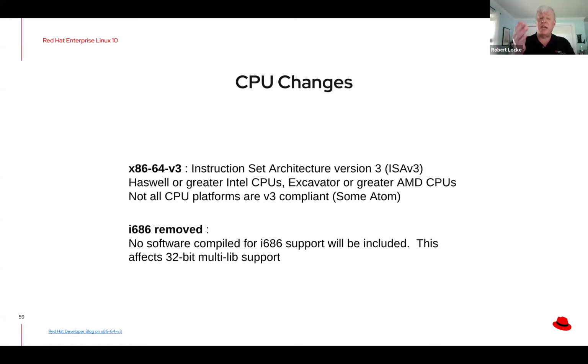Also mentioned is that the 32-bit multi-lib support is gone in RHEL 10. So all of those i686 packages have been removed. If you have a 32-bit application that requires an i686 library, you're going to need to package those into an application service container to be able to deploy them on RHEL 10. We are not including these packages with RHEL 10.